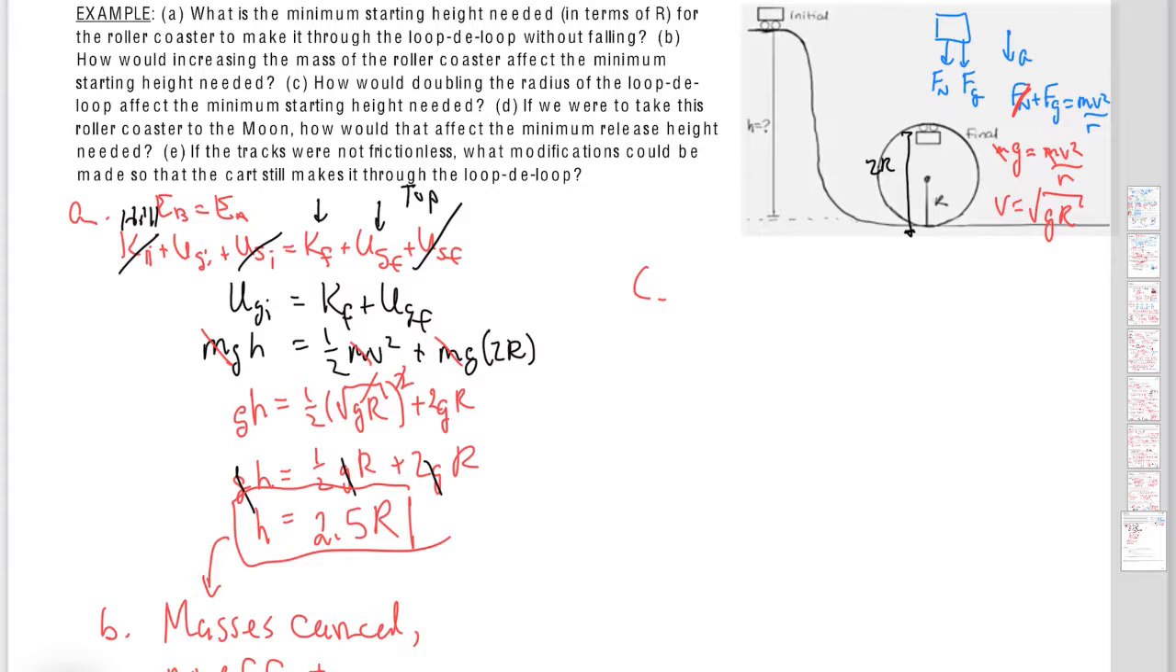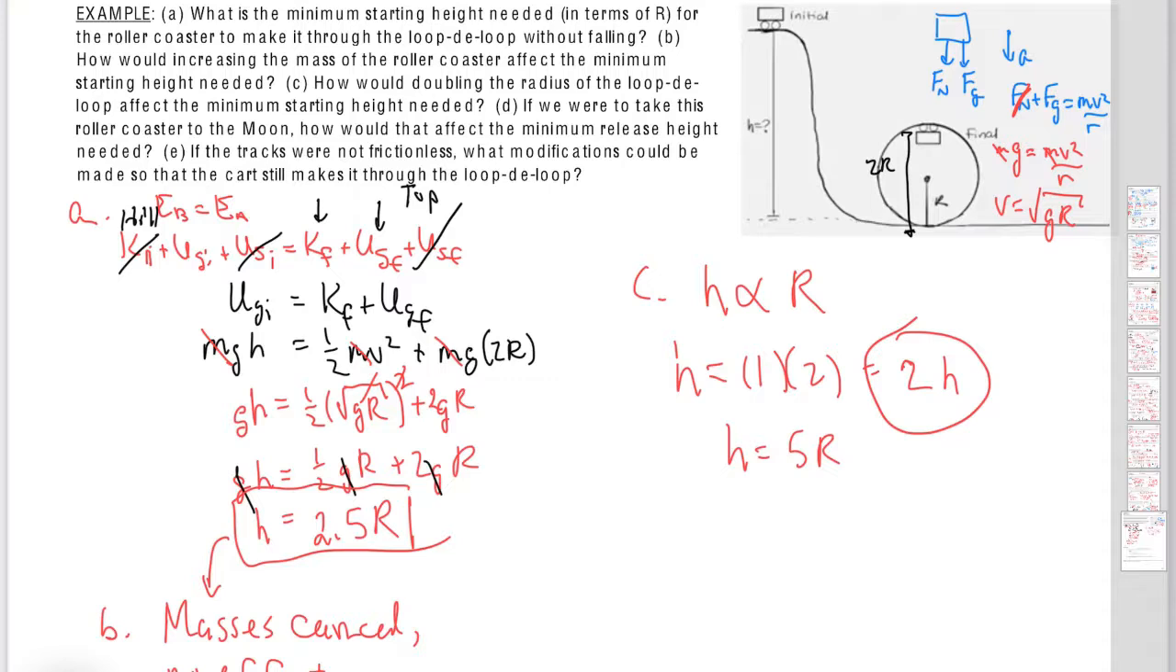C, how would doubling the radius of the loop affect the minimum starting height? So height is directly proportional to radius, right? And so what that means is if I double the radius, and if I do our factors of change, h equals 1 times 2, right? So what do I have to do? I'm going to double the height. So if I go back and look at my equation, if I double the radius, my initial hill would have to be 5r, right? Because I have to double that initial height.